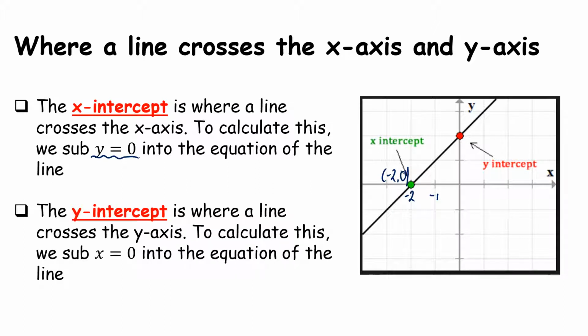Similarly, when we talk about the y-intercept, it's where the line crosses the y-axis. And to get this, we sub x equals 0 into the equation. So let's take 1 and 2 here. So the y-intercept in this case is 0, 2. No matter what point I take on the y-axis, the y value is going to be, well, it could be 0, but it's going to take some number, and the x value will always be 0. And that is where the x equals 0 is coming from.